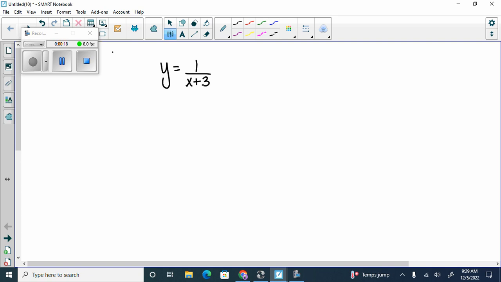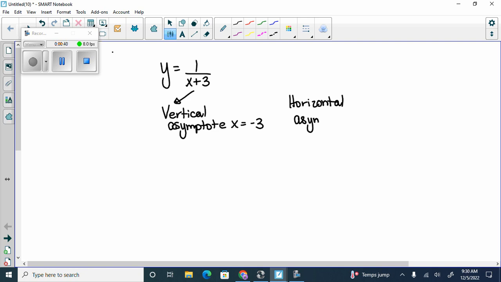This is just going to give me a what? A vertical asymptote. At what? At x equals -3. And a horizontal asymptote? At what? Y equals 0. Why? The degree of the denominator is greater than that. Yes, the degree of the denominator is degree 1, the numerator is degree 0. If the degree of the numerator is smaller than the denominator, you always get y equals 0.